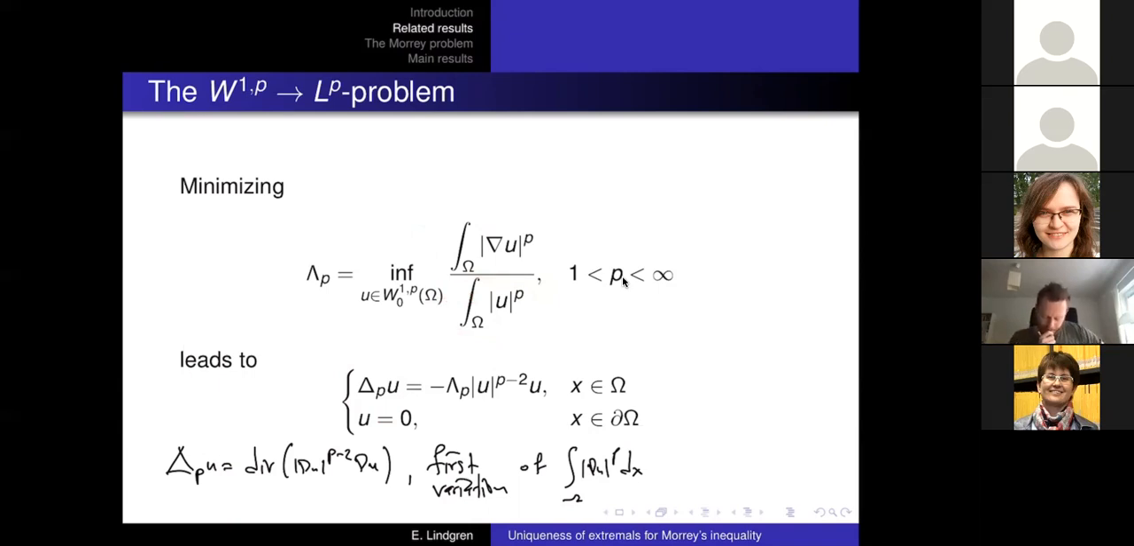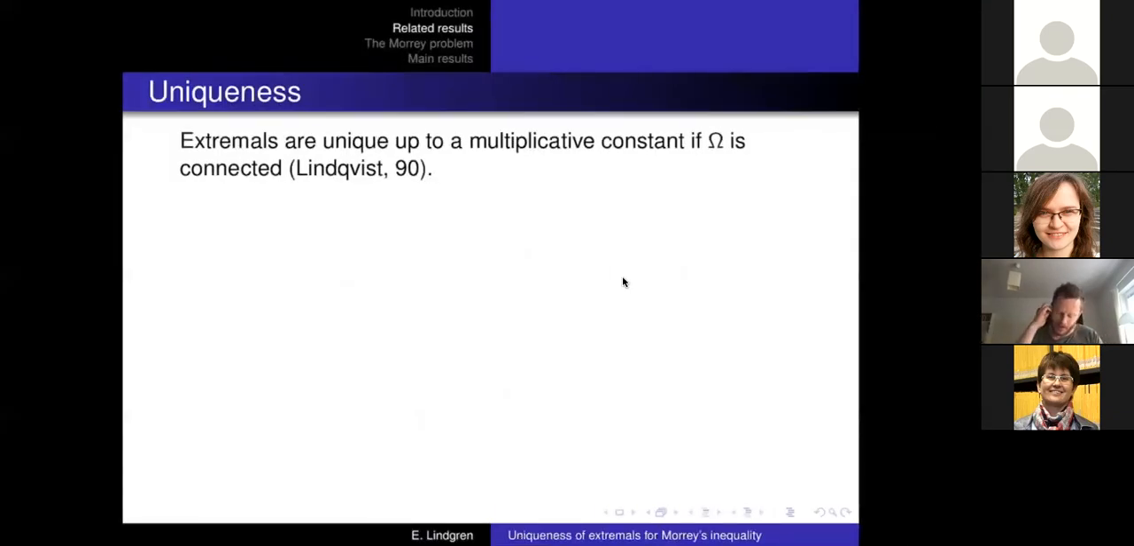Okay, so what can you say about this problem here? Well, in fact, it turns out that for any connected, bounded and open set omega, there is only one minimizer of this problem up to multiplication. This is a result proved by Lindqvist in full generality in 1990. And the idea is very, very simple. It all goes back to basically the convexity inequality I wrote out for a 1D function.